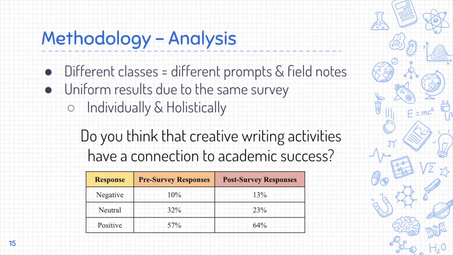As I said, Nicole is going to go through the findings for this, but I just want to quickly walk through how we analyzed some of our survey results. So you can see that we have a question. Do you think that creative writing activities have a connection to academic success? With that, you have the results from the pre-survey before any sort of creative writing prompts were given, and then the results from the post-survey. So just looking at this information, you can see that the negative feelings went up 3%, the positive feelings went up 7%, and then the neutral feelings actually went down.